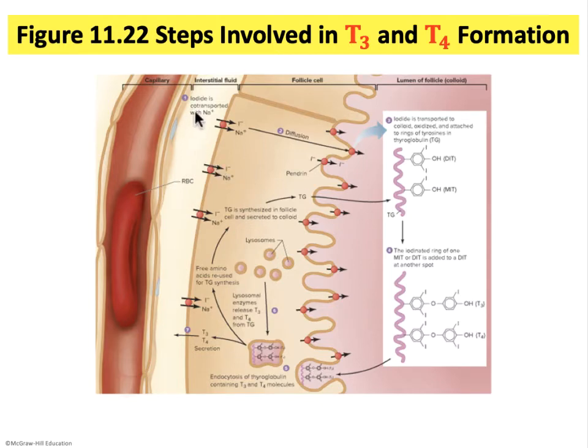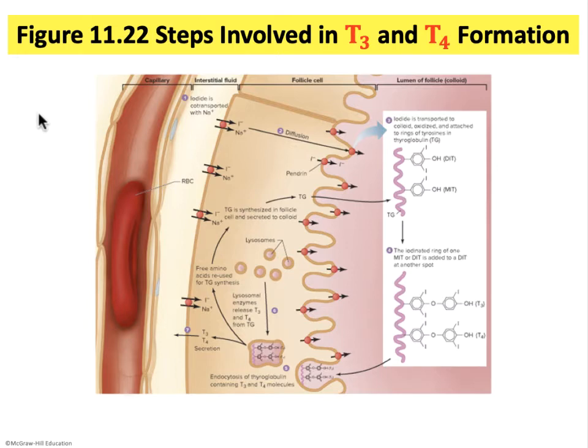Let's start here in the extracellular fluid and take a journey first into the colloid fluid, and then we'll take a journey back towards the blood vessel. Our journey begins with a diet. In the diet, we have to have a supply of iodine. Without that, we will develop disease and lead to possible death.